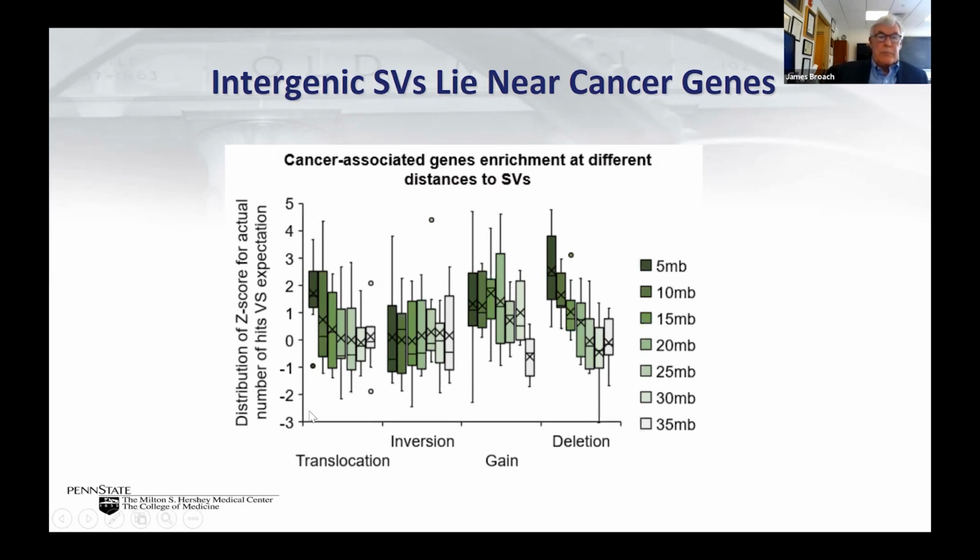So this is looking at the position of translocations, inversions, gains, or deletion endpoints relative to the end of a gene. And what we find is that the endpoints of these structural variations, particularly for deletions and insertions, are enriched in the region near genes, and particularly cancer-associated genes. And this is the region in which we find promoters and enhancers of a particular gene. So we think that from this statistical enrichment, this may have impacts on the expression of the gene.